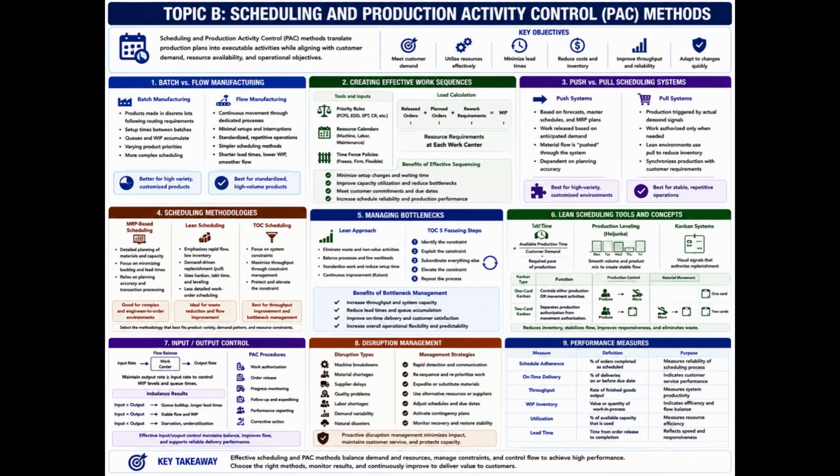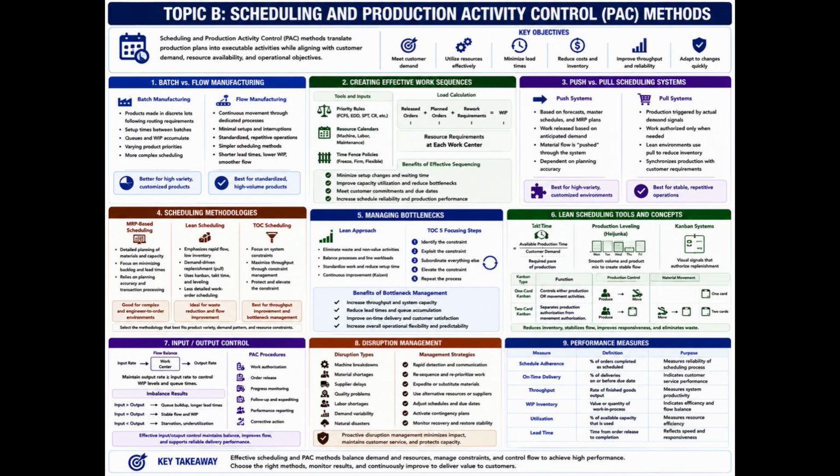MRP-based scheduling, lean scheduling, and theory of constraints, TOC, scheduling each offer unique methods for controlling production. MRP-based scheduling focuses on minimizing backlog and lead times through detailed planning of materials and capacity. Lean scheduling emphasizes rapid flow, low inventory, and demand-driven replenishment, often reducing the need for detailed work order scheduling. TOC scheduling concentrates on maximizing throughput by identifying and managing system constraints.